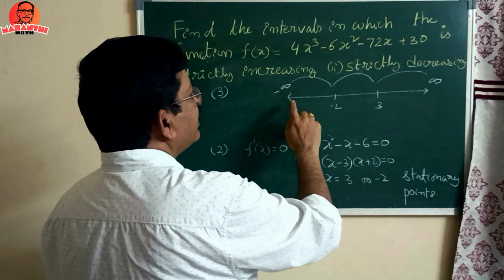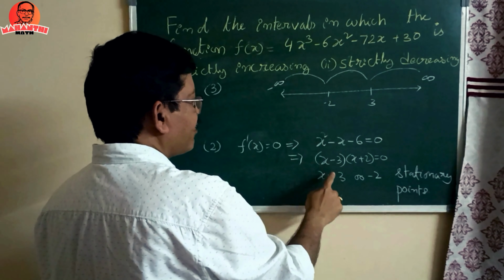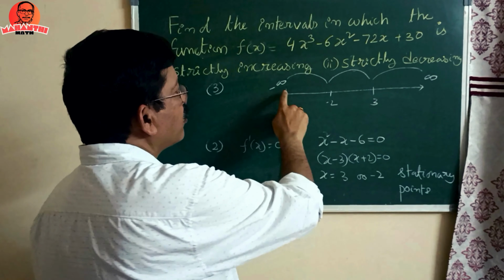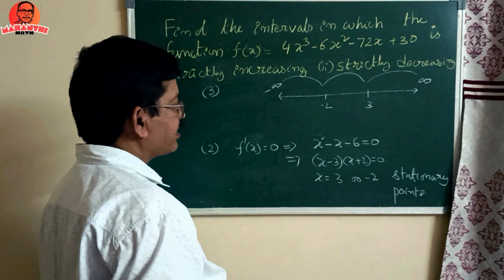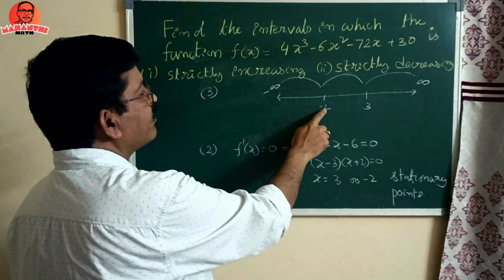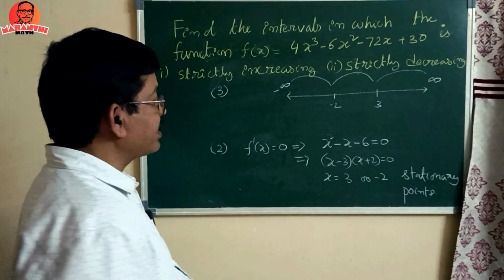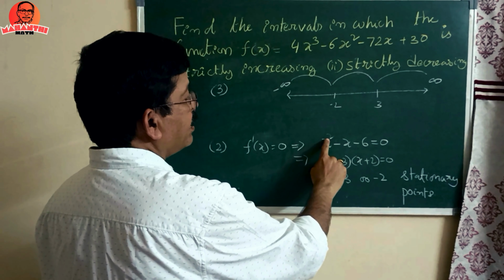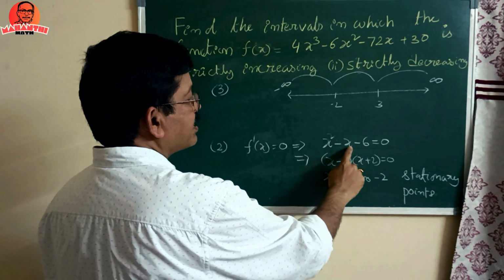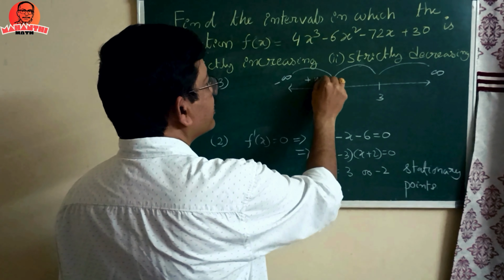Now, between minus infinity to minus 2, one number you take and substitute in f'(x). If it is positive, throughout the interval it is positive. If it is negative, throughout the interval it is negative. Now you tell one number between minus infinity and minus 2, means before minus 2, what number? One number you tell, that is minus 3. Okay, minus 3 is substituted here. Minus 3 whole square is 9, minus 3, 9 plus 3, 12, 12 minus 6, 6 positive. So you write here positive.